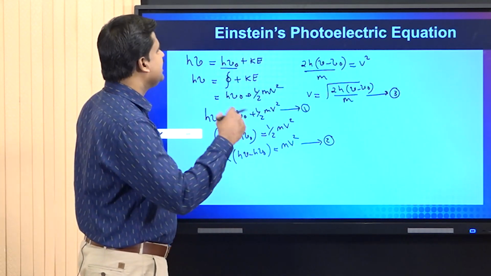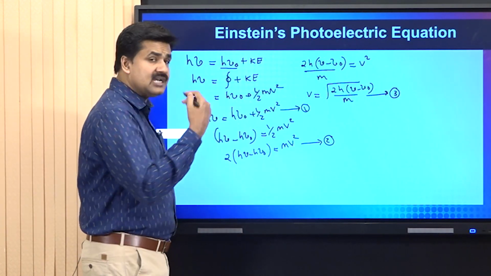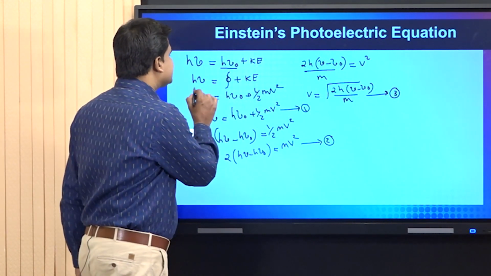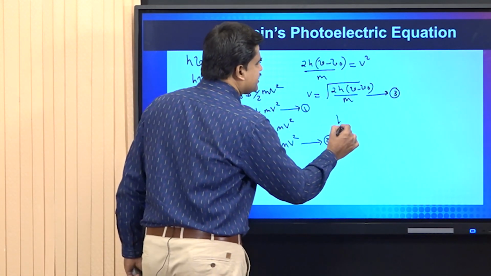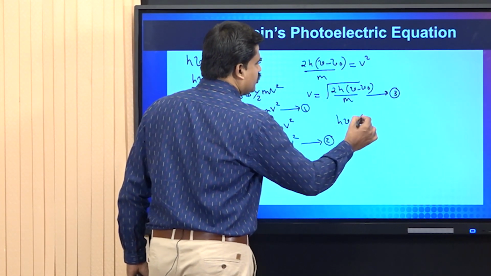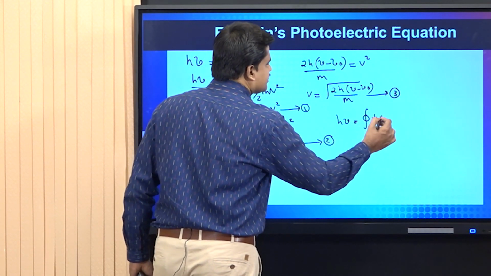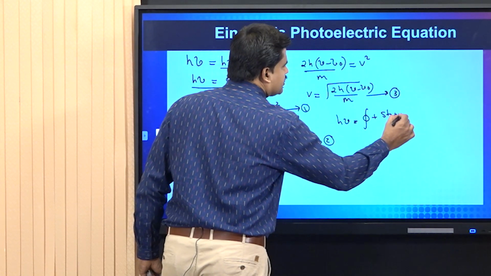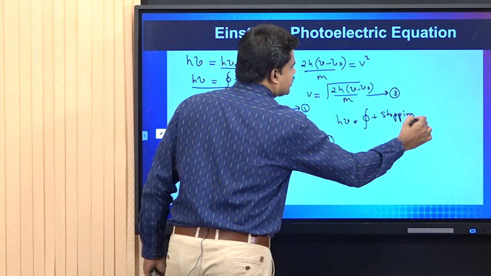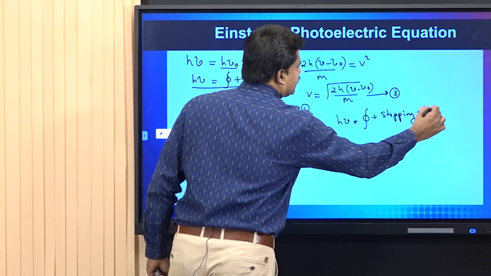Now, in a simple way, we can also interpret this equation in another form. That is, h nu is equal to phi plus stopping potential.